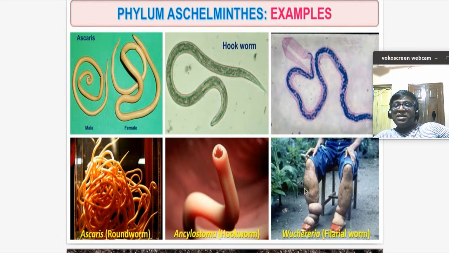Now you can see the person infected with Wuchereria bancrofti is suffering from elephantiasis. You can see his limbs are enlarged. So this filarial worm, Wuchereria bancrofti, is also one of the examples of roundworm. Remember about them. Then there is also Loa loa, the eye worm, which is also an example of roundworms.